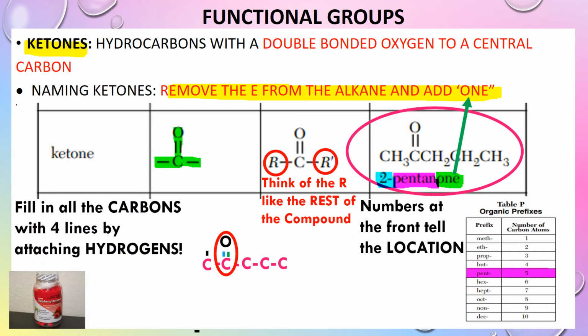Last thing, as always, we fill in the hydrogens. So 1, 2, 3, 1, 2, 2, and 3. We fill all of these in. And this is what our structure looks like. Okay, this is a ketone. This particular ketone is 2-pentanone.